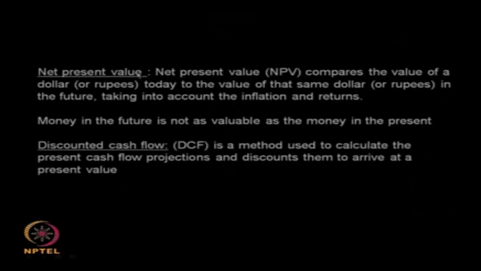So two terms, one is the net present value and the other one is the discounted cash flow. Net present value tells you if I am going to get 1,000 rupees next year, what is its value today, is it the same as having 1,000 rupees today? And discounted cash flow tells us how you calculate the current value of that 1,000 rupees which I am going to get next year.